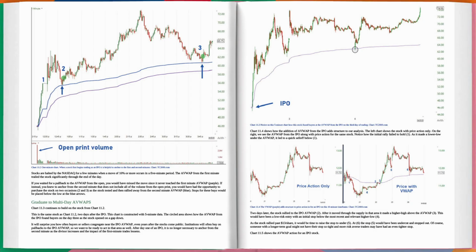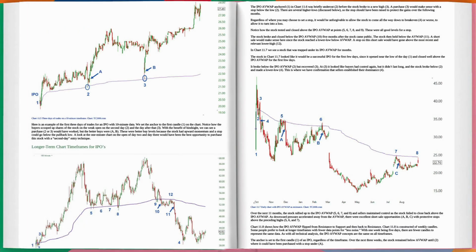Chart 11.5 shows the AVWAP action for an IPO stock. Here is an example of the first 3 days of trades for an IPO with 10-minute data. We set the anchor to the first candle (1) on the chart. Notice how the buyers scooped up shares of the stock on the week open on the second day (2) and the day after that (3).